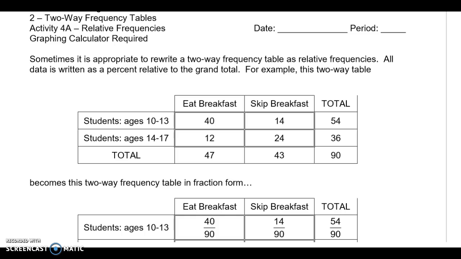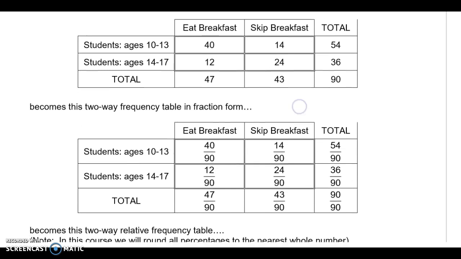We can turn this into a relative frequency table by following basically two steps. So the first is to turn it into a fraction. Now, you notice the second table here, it's got a lot of the same numbers. We've got a 40, a 14, a 12, a 24, a 47, and a 43, and those all appear in the table above. What they also have in common is that every single one of these fractions has the same denominator, which is 90. Now, if you noticed, that particular number, 90, was the total that we had here.